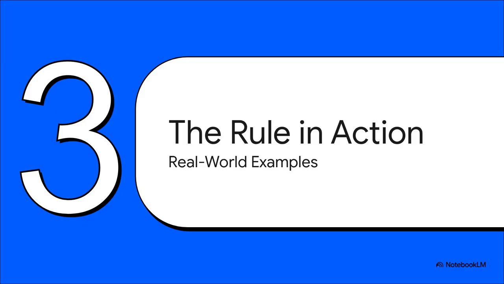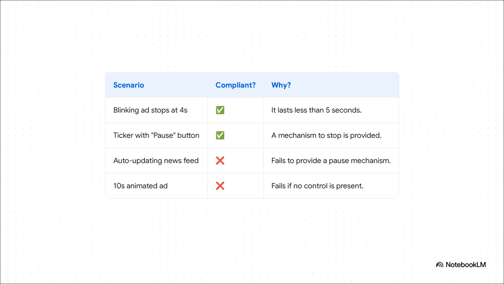All right, so that's the theory, but what does this look like out in the wild, on actual websites? Let's walk through a few common examples to make this really concrete. You can see the logic here pretty clearly. That blinking ad that stops itself after 4 seconds, that's totally fine. It's under the 5-second limit. A scrolling stock ticker that has a big obvious pause button, also great, because you're giving the user control. But an auto-updating newsfeed or a 10-second animation with no off switch, nope, that's a fail. That's taking control away from the user.